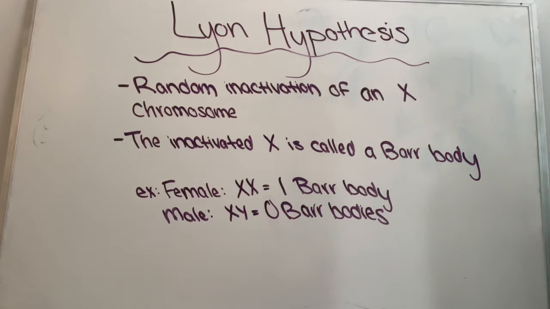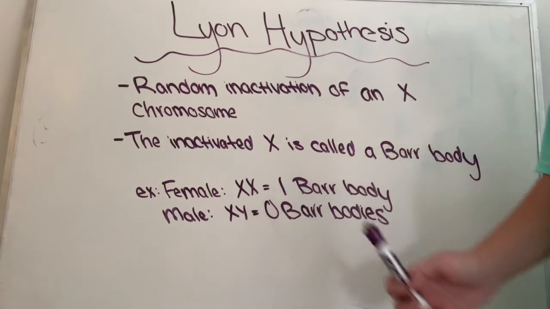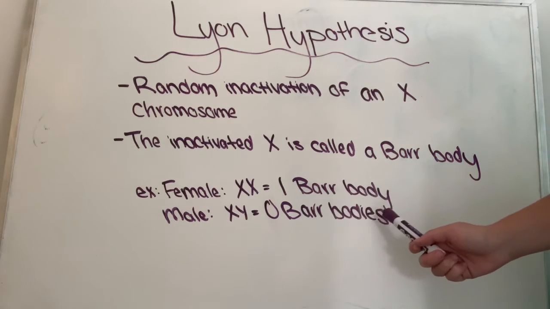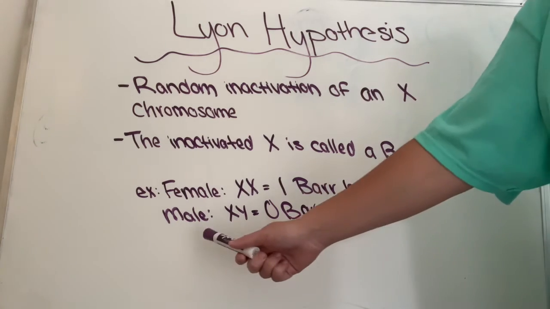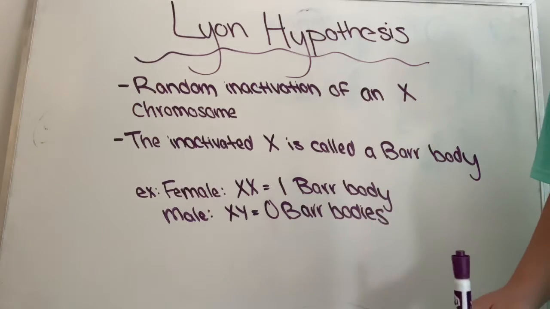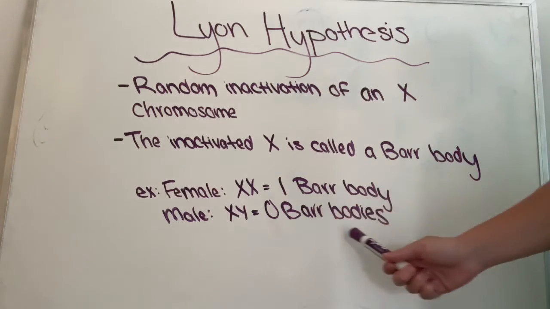I have two examples to share of how Barr bodies and the Lyon Hypothesis work. The typical female has two X's, so they would have one Barr body. One X would be activated and one X would be inactivated. But a typical male has an X and a Y. Since they only have one X, they would have 0 Barr bodies.